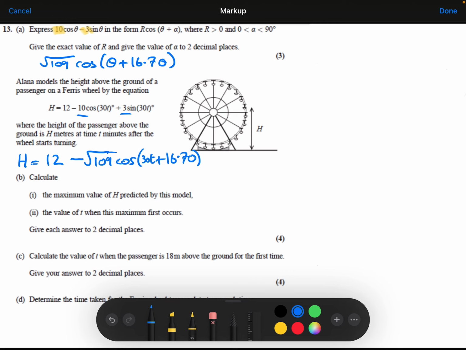Right, part B. Calculate, i, the maximum value of h predicted by this model. So what is the biggest that this can be? Well, let's look at this. I know that as t changes here, obviously this whole thing here will change. And then when I do cos of that, that is also going to change. I am then going to be multiplying that by minus root 109, and I'm going to be adding 12.